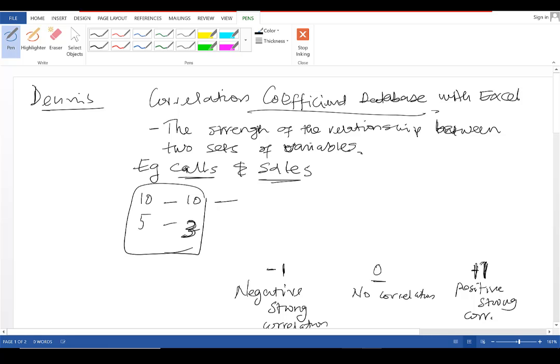If we get +1, that means it's easy to predict our sales. Easy to predict. Same here, if we get -1, it's also easy to predict. You're gonna see here in a minute.